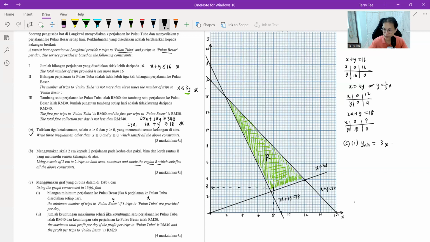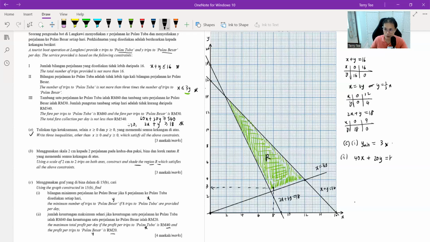Okay, next, we need to find the maximum total profit per day. If the profit per trip for Pulau Tuba, x, is 40 and Pulau Besar, y, is 20. So this is where we have to form our objective function. The profit for Tuba is 40 ringgit. So if you make x trips, the profit is 40 times x. For Pulau Besar, the profit is 20 ringgit per trip. If you make y trips, you get 20 times y.